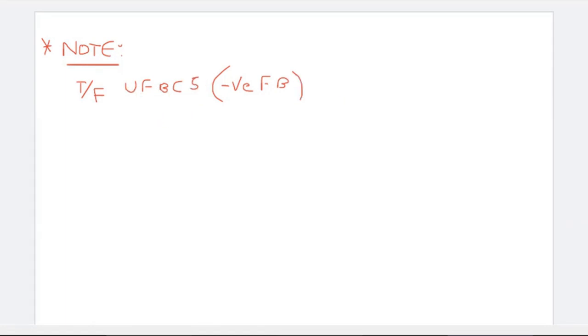What's the meaning of unity feedback? One simple concept. H of S value is there now. That is feedback ratio H of S. You have to consider it equal to unity, 1. By considering H of S equal to unity, we have to obtain the transfer functions for negative feedback as well as positive feedback control systems.